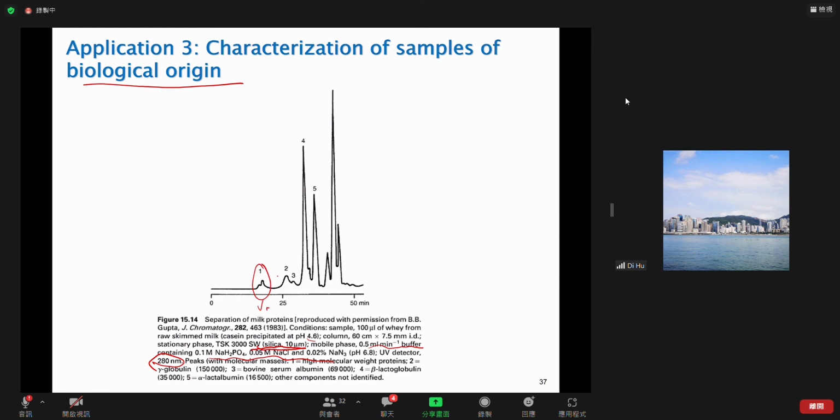And there are also peaks 2, 3, 4, 5, right? That corresponds to different molecular weights. See, this one, peak 2, corresponds to 150,000, and then 5 corresponds to 16,500. So this is almost 10 times smaller in molecular weight than peak 2.